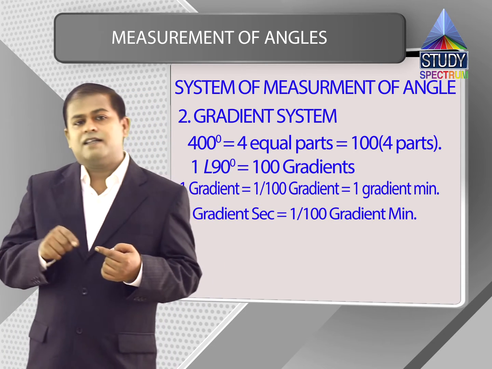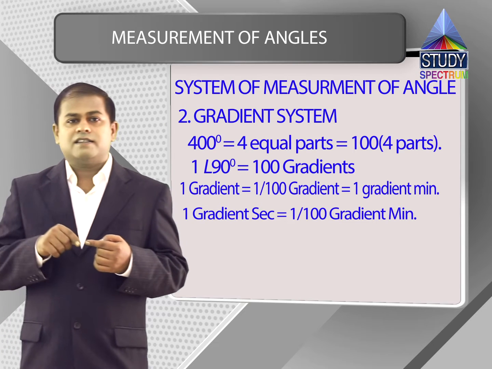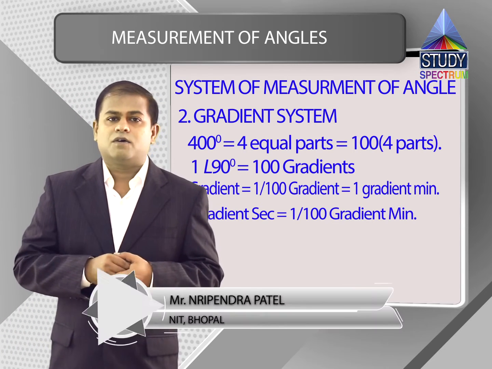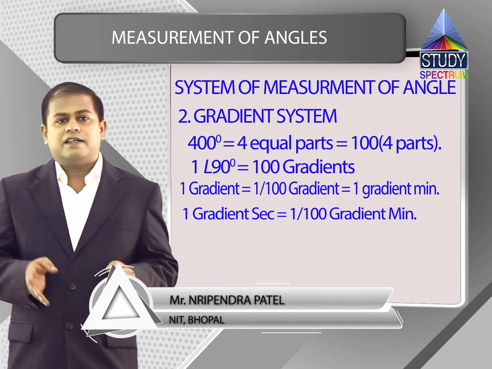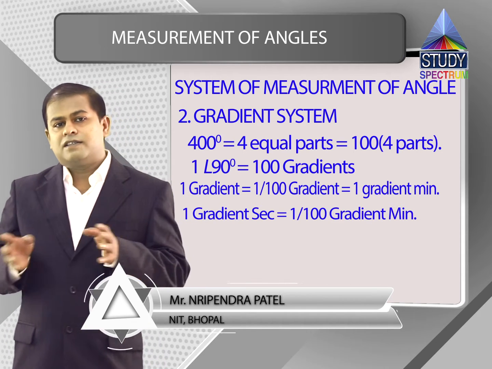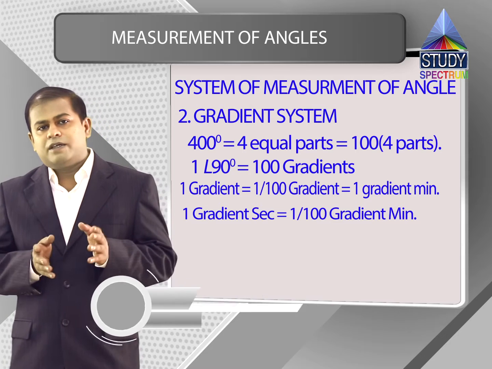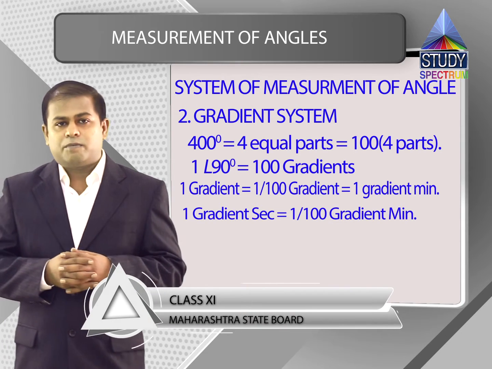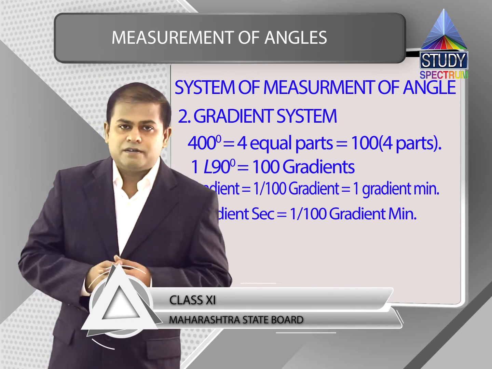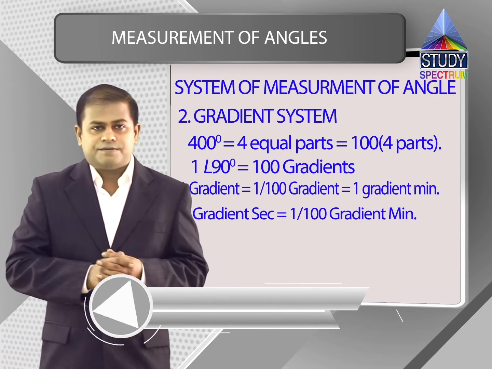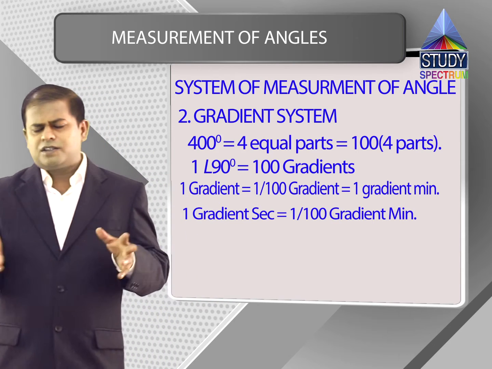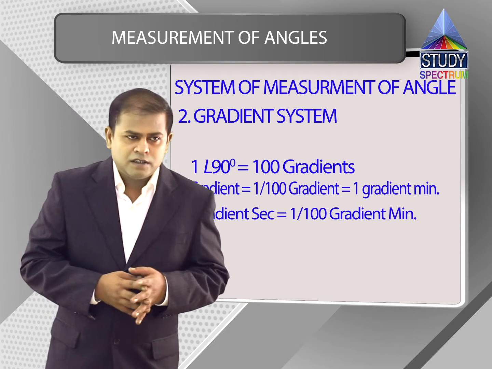The full circle angle is measured as 400 gradients. So one right angle is 100 gradients. One gradient is divided into 100 equal parts. One part is a gradient minute. 1 minute was further divided into 100 equal parts, and one part was 1 gradient second, right? Okay, this system is not very significant.